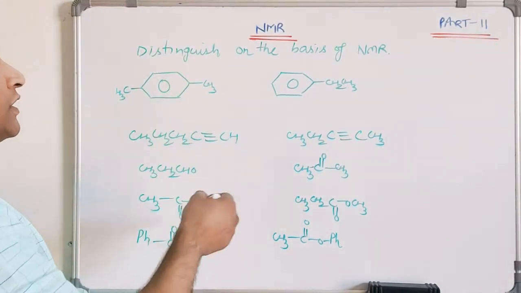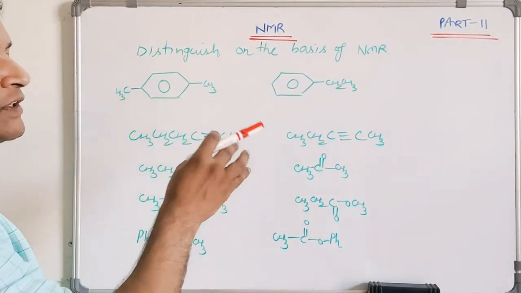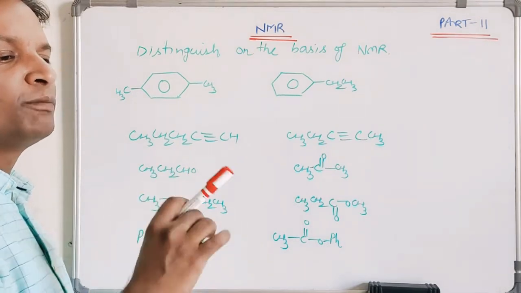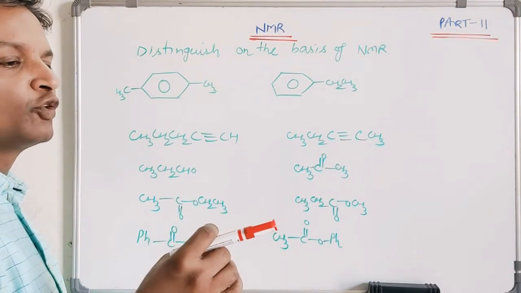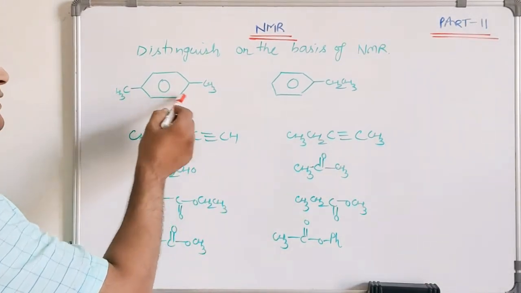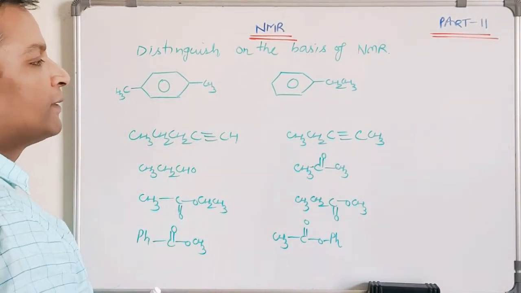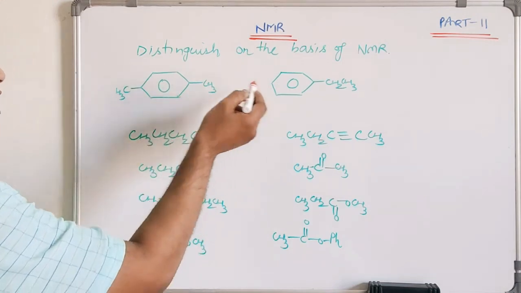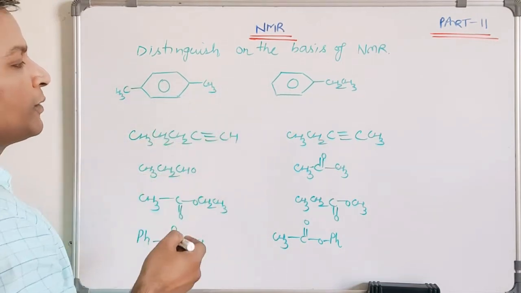These are different compounds and suppose this type of question is usually asked in an exam: how will these two compounds be distinguished on the basis of NMR spectroscopy? So how will you proceed in this? Let's see. This is paraxylene, this is ethylbenzene. How will you distinguish these two on the basis of NMR spectroscopy?